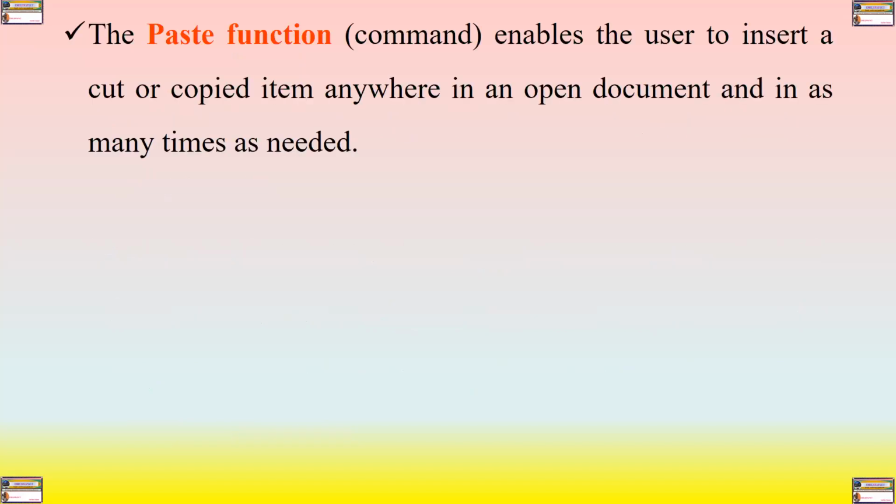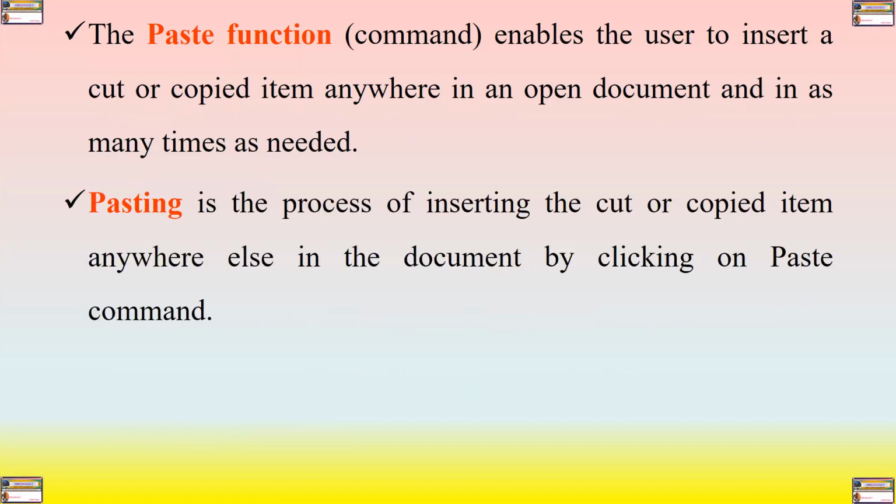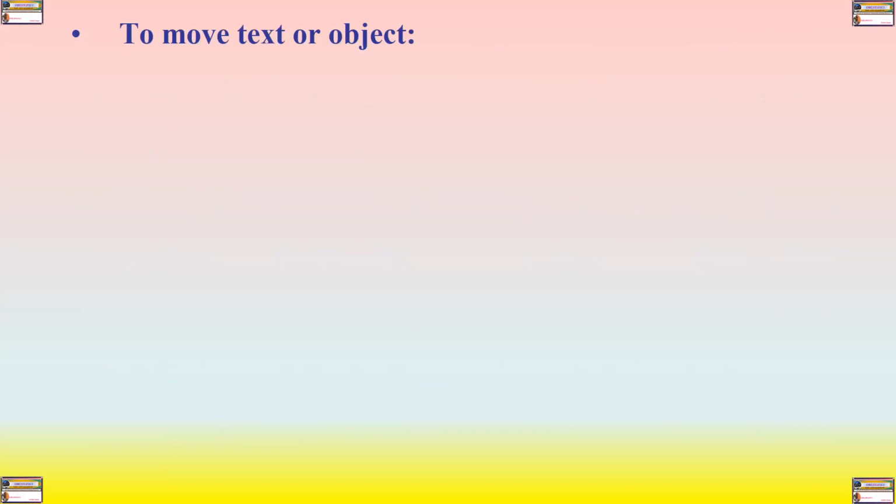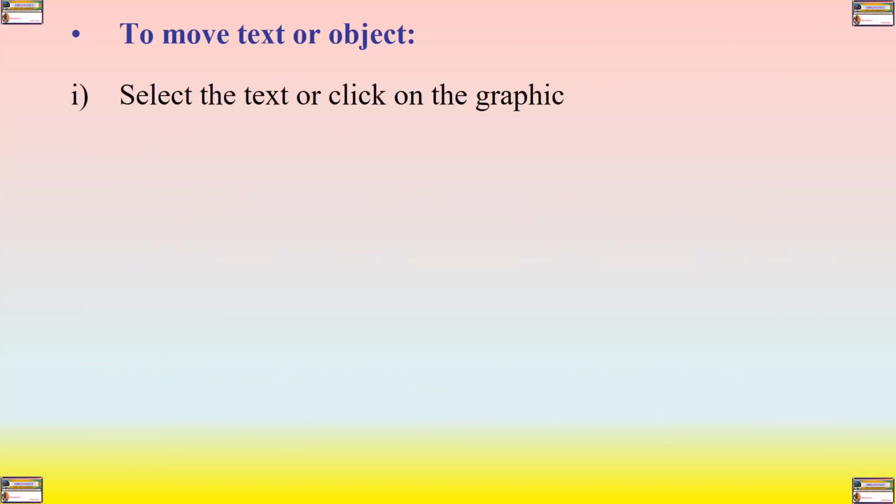The paste command enables the user to insert a cut or copied item anywhere in an open document, as many times as needed. Pasting is the process of inserting the cut or copied item anywhere else in the document by clicking on the paste command. The clipboard is a temporary storage location in memory where cut or copied text or graphics are placed before being pasted.